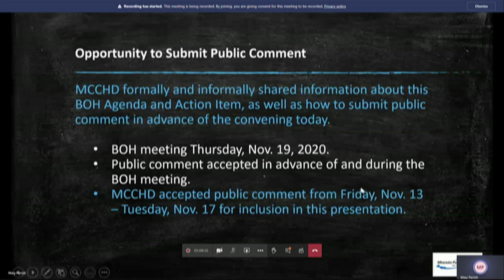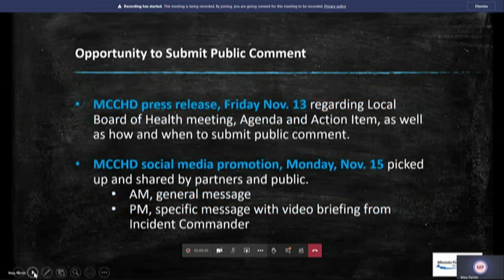The window period in which we accepted public comment for inclusion in this presentation was from Friday, November 13th through Tuesday, November 17th at the close of business. That allowed for the communications team to spend yesterday, Wednesday, conducting some data quality assurance and quality control measures, as well as getting everything tracked correctly and then set up for analysis and presentation.